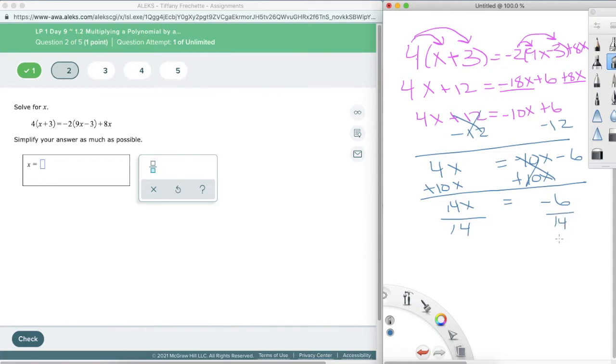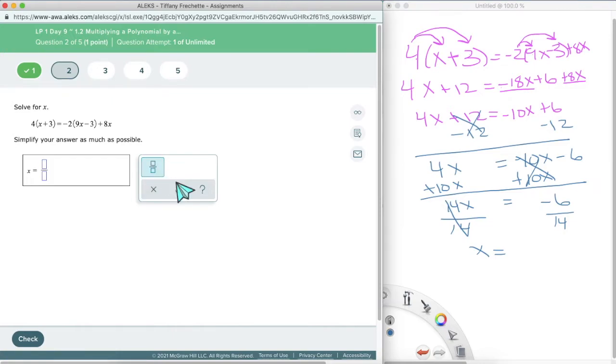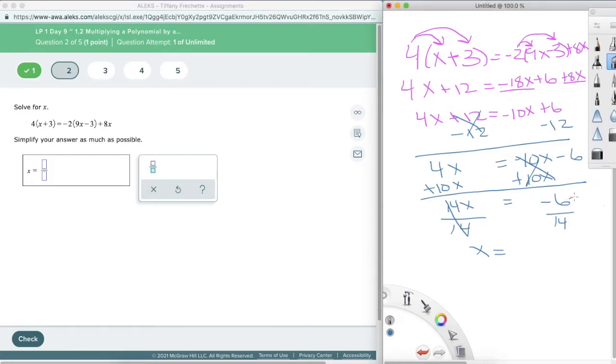So I'm dividing by 14 on both sides so that x equals, and now the only thing I want to do here is reduce it. You don't want to do any rounding unless it tells you to round. So because there's this fraction bar here, I know I'm going to be able to type in a fraction. So we're going to go divided by, let's go 2 and 2. So we're going to end up with negative 3 over 7.